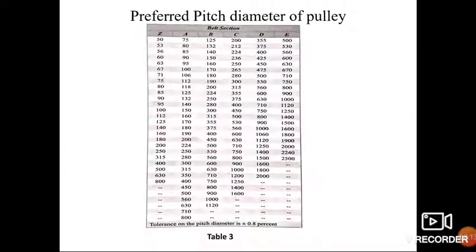Then the next thing is the preferred pitch diameter of the pulley, that is the diameter of the smaller pulley. In the earlier slide you have seen that for that cross section, the recommended diameter for the smaller pulley is known to you. That recommended diameter you can take for the smaller pulley, and based on that diameter you can find out the diameter of the bigger pulley.